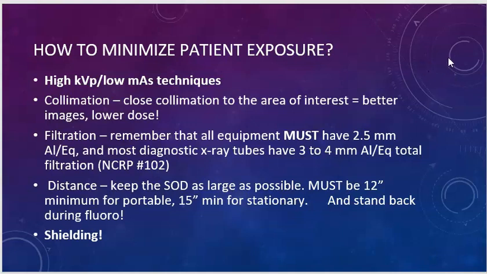Now, distance. Keep the SOD, that's the source to object distance, the distance between the tube and the patient, as large as possible. Now, we are legally bound to use 12 inches minimum for portable radiation. That's for portable X-ray and for portable fluoroscopy, C-arms. And for stationary equipment, we need a minimum distance of 15 inches. You never want to get closer than that to your patient. And that would be ridiculously close. We would never do that. And stand back during fluoroscopy. That's for our benefit more than the patient's. And of course, shielding. We want to shield those patients.